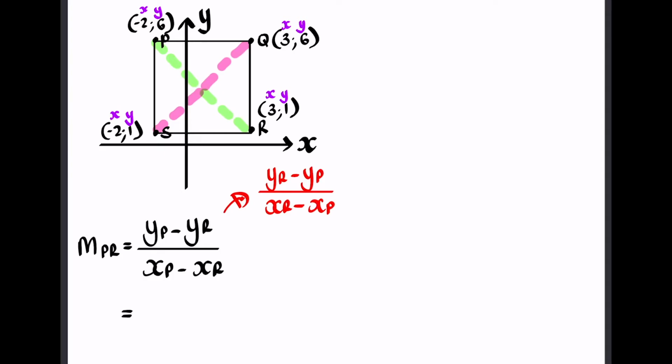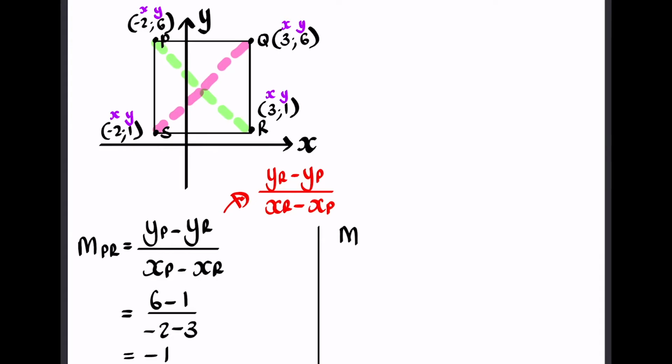So the y of P minus the y of R. So 6 minus 1 over the x of P, which is minus 2, minus 3. So 6 minus 1 over minus 2 minus 3, which is 5 over negative 5, which gives me a gradient of negative 1. So that's the gradient of PR.